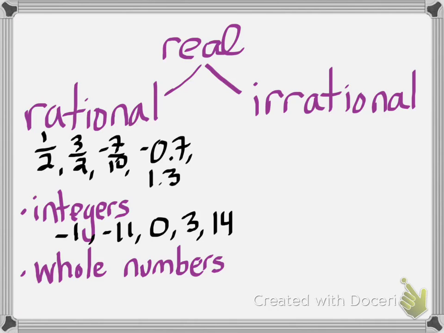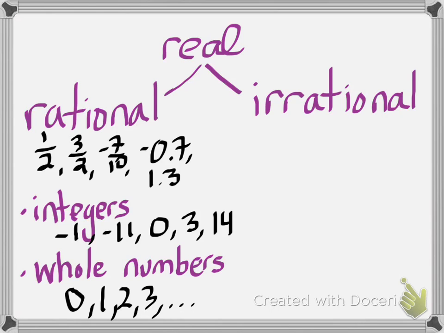The whole numbers are 0, 1, 2, 3, and so on. They're all the counting numbers, whole numbers, 0, 1, 2, 3, 4, 5, 6, and on and on. Integers would be whole numbers and their opposites, so -3, -2, -1, 0, 1, 2, 3. Rational are the fractions and the decimals. If you can write a number as a fraction, it is rational.